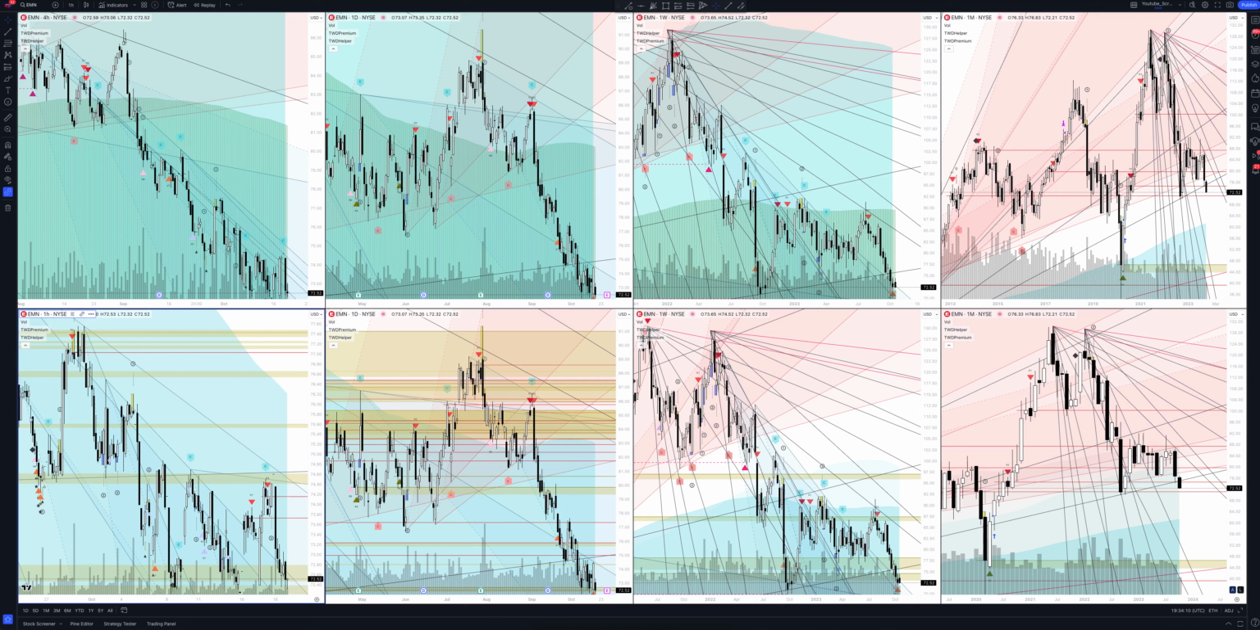Today we will take a look at Eastman Chemical Company stock. Let's analyze the market situation and find out how you can make money on it. Let's start.